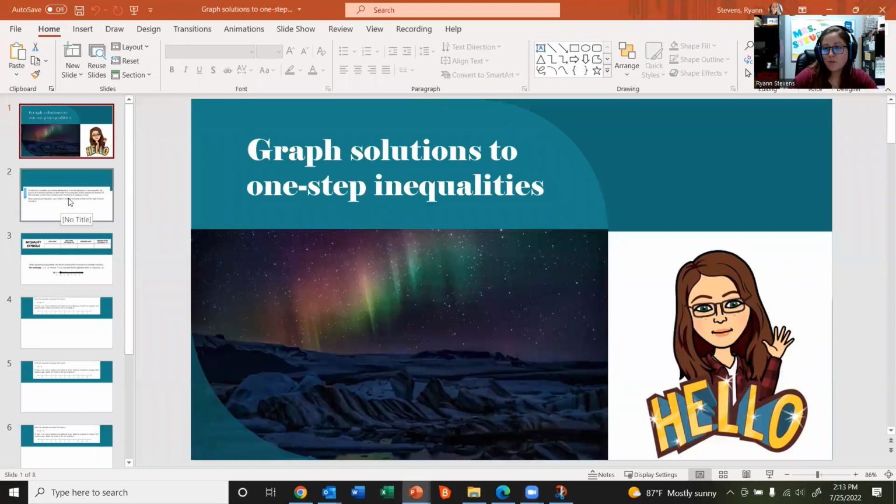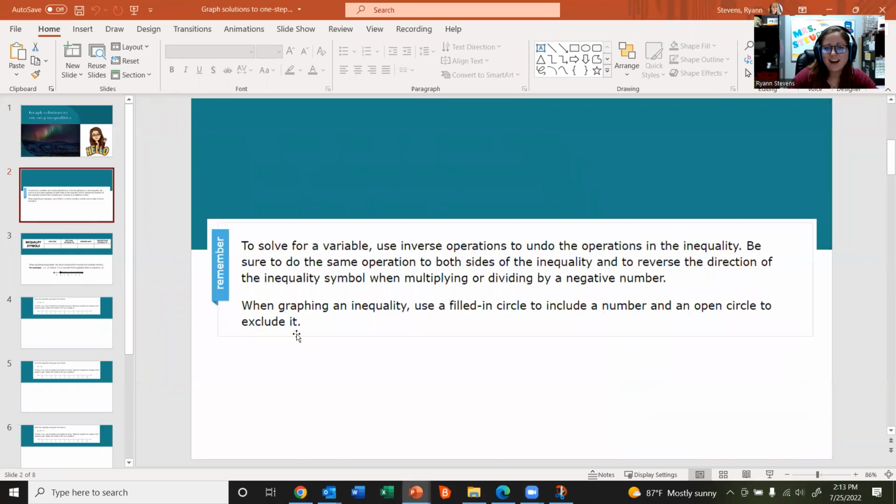Some things that we have to remember before we start practicing is if we're solving for that variable, we want to make sure that we use those inverse operations in order to undo the inequality in order to get the variable by itself. Okay, so remember with those inverse operations, if you have addition, your inverse is going to be to subtract. If you have subtraction, your inverse is to add. Same thing goes with multiplication and division. They go together. They're inverse operations of one another.